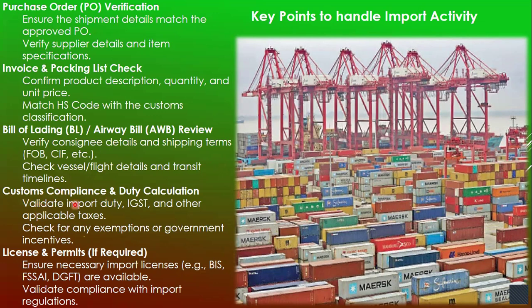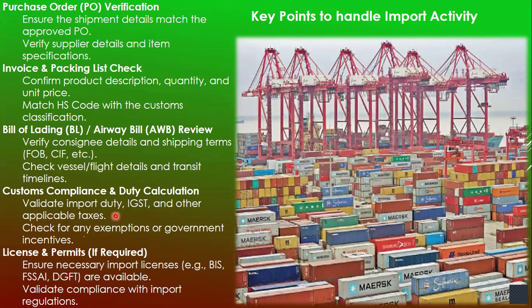Under this point, we need to validate import duty. Whatever the item value is, we need to check the duty as per the HSN. At the time of filing the bill of entry, our CHA mentions the HSN of the product, and the duty is automatically calculated, like 5%, 7.5%, or 12%. In the same way, GST and other levies are also calculated. Whatever SWS is applicable, they will calculate on that.